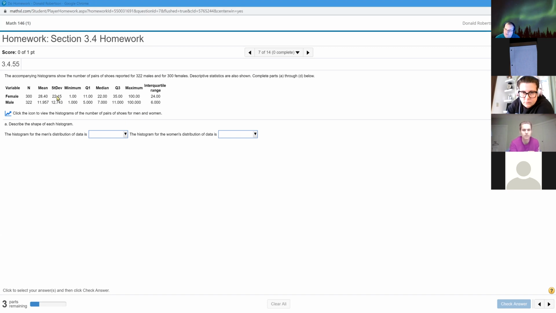So if you imagine two pictures, one of them is really wide and lasts for a long time. It kind of goes like this. So the guys would be like this, quite tight, and the women would be, whoa, forever. So you can pick up all sorts of cute things for this. So let's click on this icon to view the histogram.